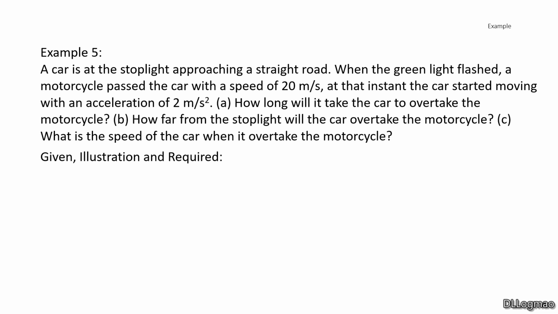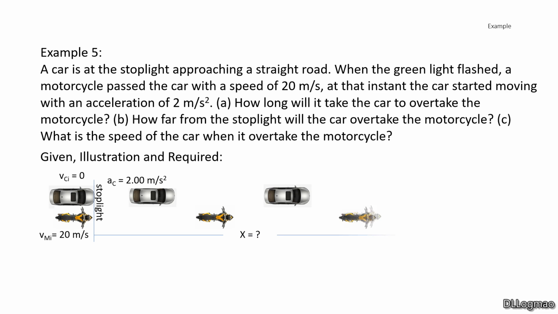The given, the illustration, and the required. The position of the car and the motorcycle, initial velocity of the motorcycle, initial velocity of the car, and its acceleration, and the unknown information, time of travel of the car, and the distance traveled by the car and motorcycle are provided in the diagram.